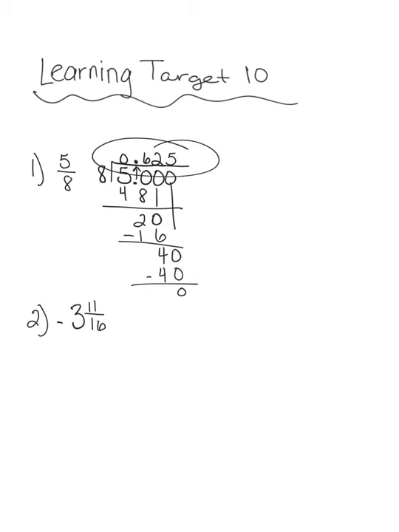My final answer here is 0.625, or 625 thousandths. And we call this decimal a terminating decimal because it simply ends. There is no pattern of repetition. It simply ends. So this is considered terminating.